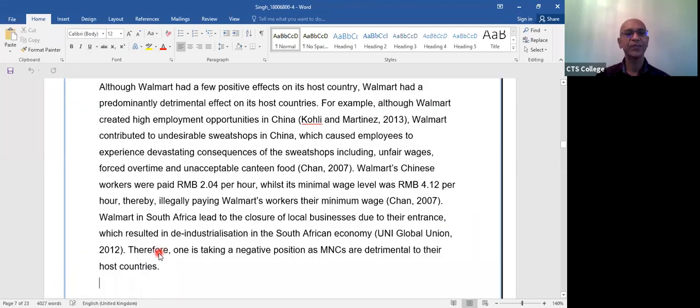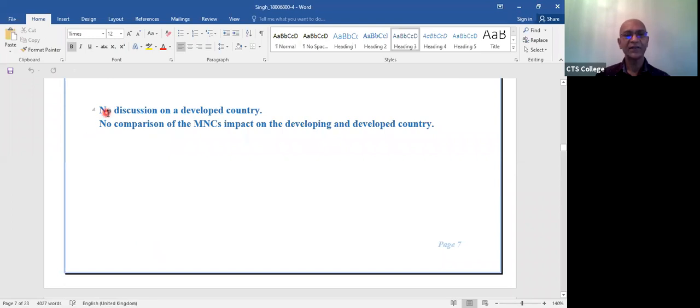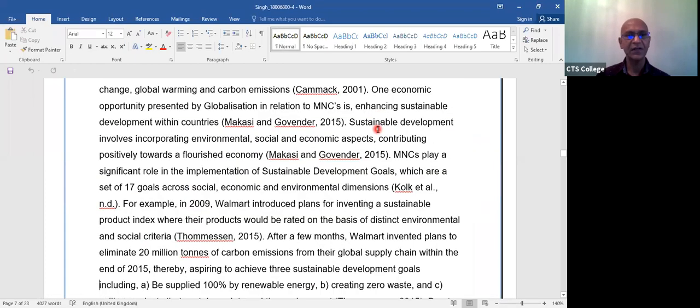We saw that what was missing from this report was that the student had no discussion on the developed country, and because there was no discussion on the developed country, it was not possible to have a comparison between the developing and developed. So that was sadly lacking, and that would have resulted in a low mark.